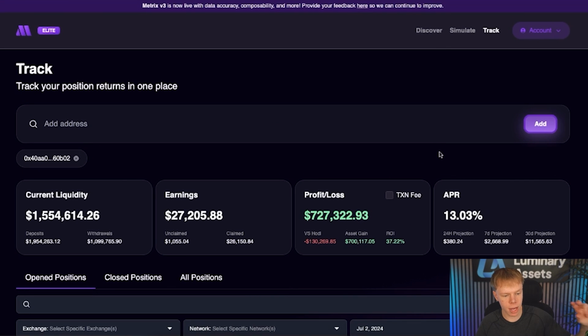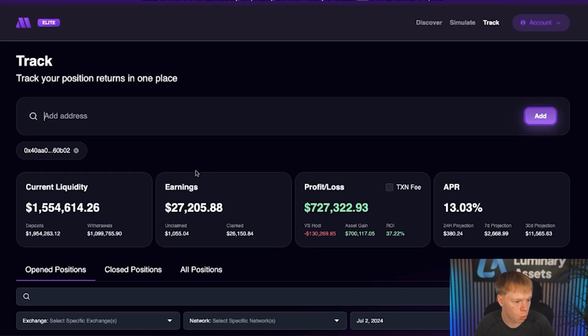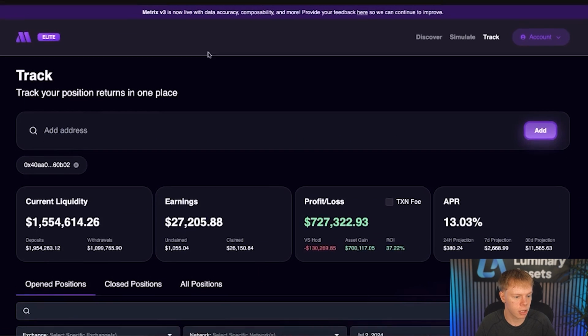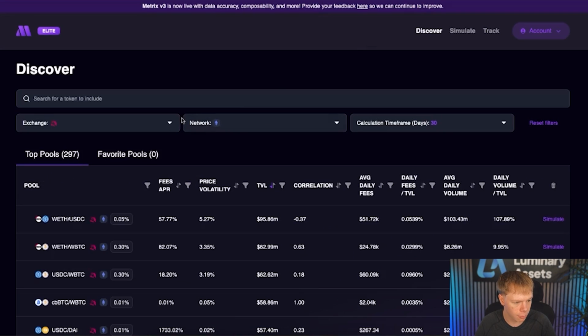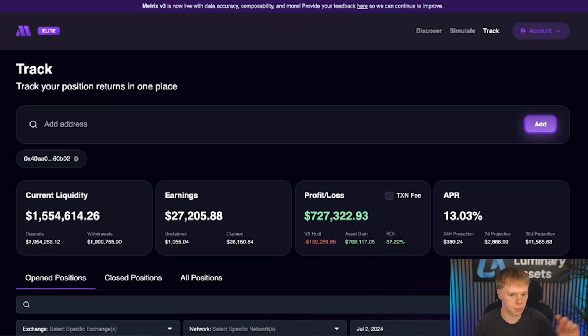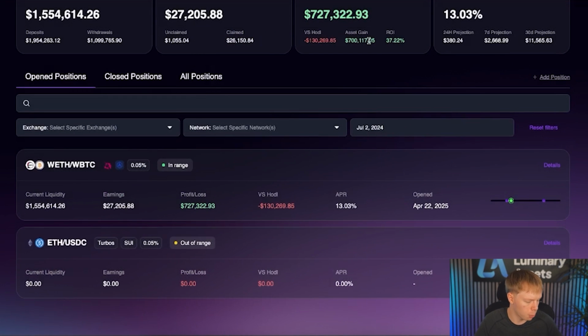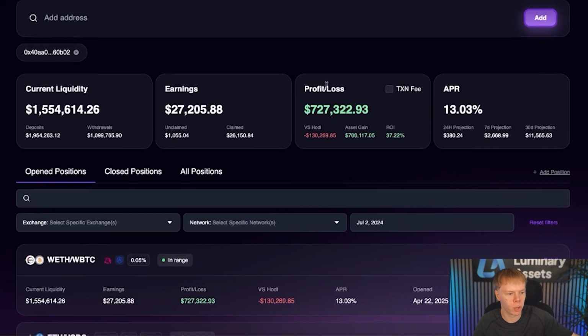And then one of the other great things about Metrics Finance is the ability to track your position. So you could throw in 1, 2, multiple wallet addresses and track the performance across supported exchanges and networks. So anything that you basically see over here on the Discover page is going to be tracked on Metrics Finance for specifically concentrated liquidity pools. And then anything else, you can create a custom position if you want to and just kind of track the performance semi-manually. The rest of the data, like the prices and everything, will be pulled in automatically.